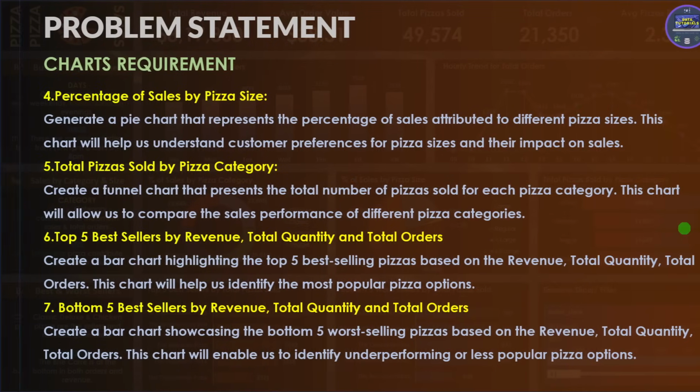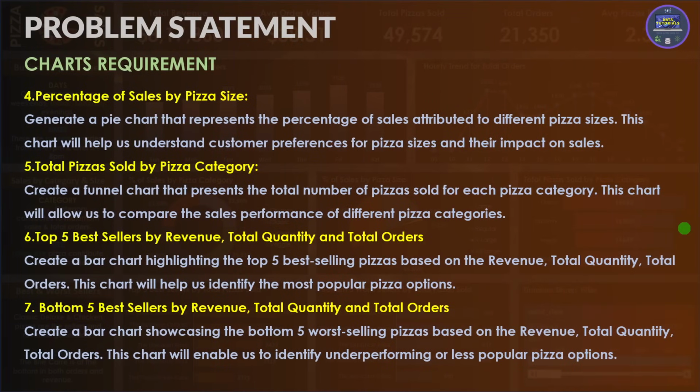So these were the first three, and moving ahead, the fourth one is the percentage of sales by pizza size. Okay, so here again he wants us to create a pie chart with respect to the percentage of sales for different pizza sizes, and from here he will understand which size we as customers give preference to, whether we go with the regular size or the large size of pizza. All right, so by this he will understand which size of pizza is sold the most. The next one is total pizza sold by pizza category.